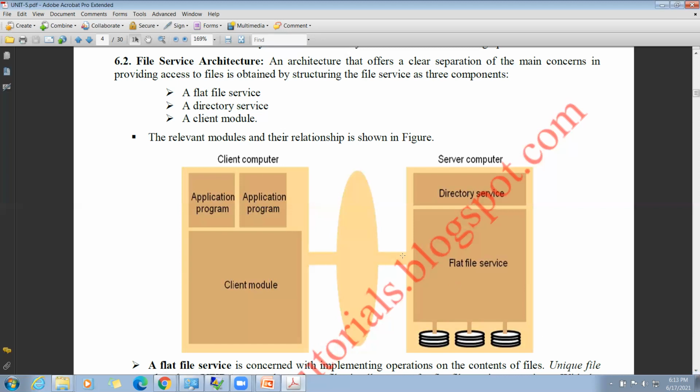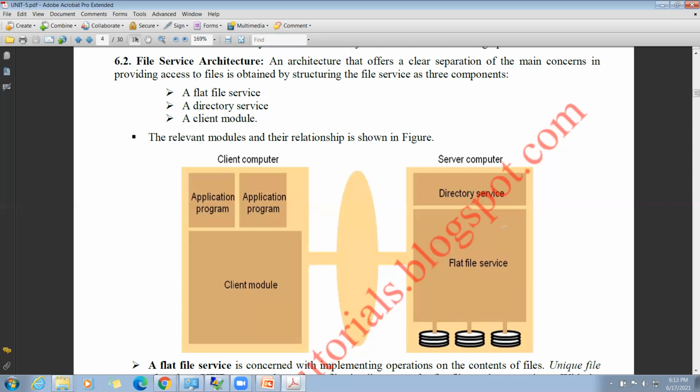Here, flat file service. What is the meaning of flat file? Okay, let's take an example of a flat file. It contains only a name and address list, that is name, address, phone number, all these things. That is called a flat file.